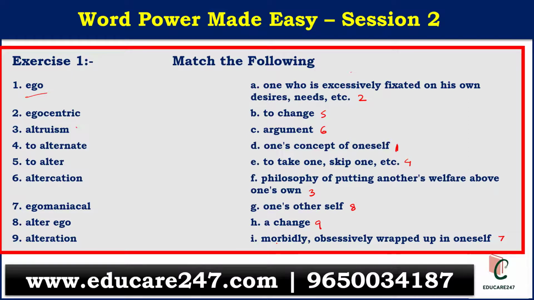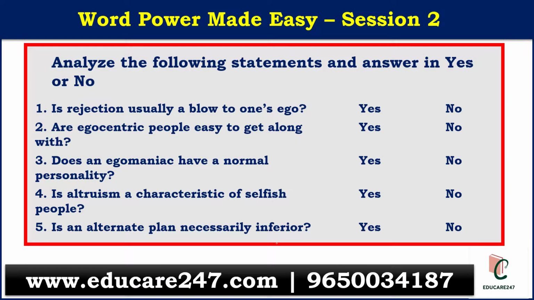So now we'll be moving to our next exercise. I hope you are clear with this. Our next exercise will be analyzing the following statements and answering yes or no. So our first statement is, is rejection usually a blow to one's ego? So yeah, an egocentric person will feel a blow to himself. So it's yes.